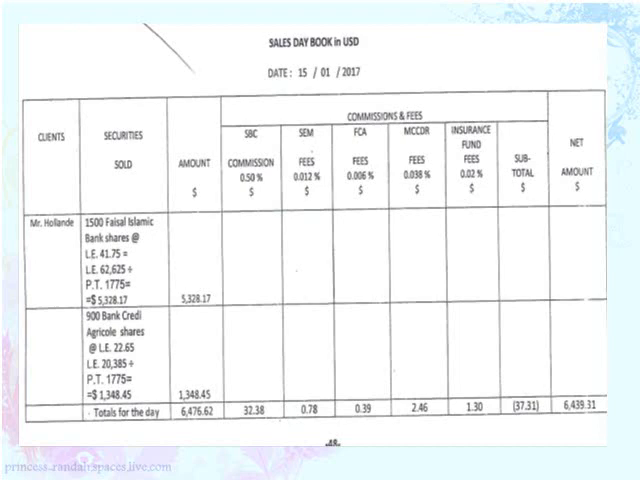I mean that Mr. Holland shall receive only $6,438.11, but not the gross amount, which is $6,476.62. Yes, he has to sacrifice, he has to give up the commissions and fees.